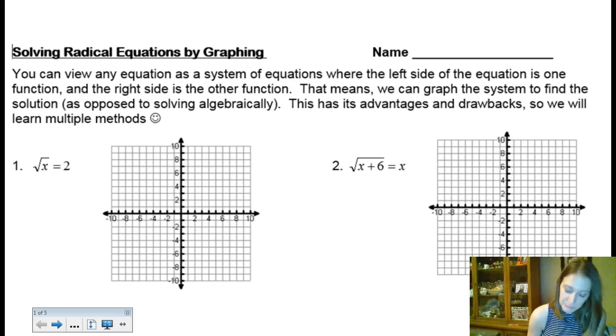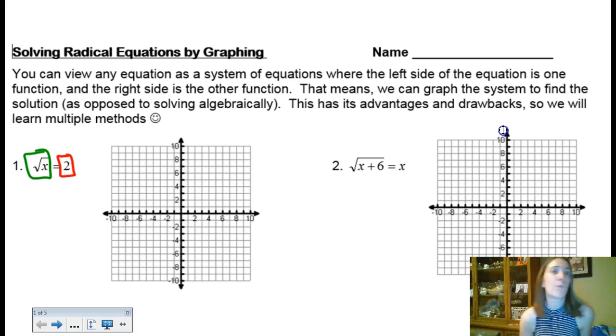All right, what we're going to do is one side of the equation is like one function. So the square root of x, we're going to graph it. And then the other side of the equation is another function, and we're going to graph that. And then the idea is where these functions intersect, that is the solution to this equation.